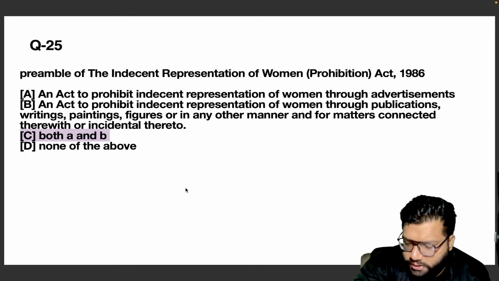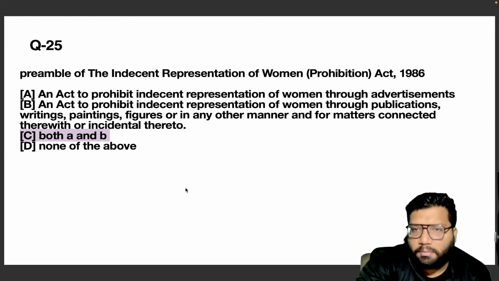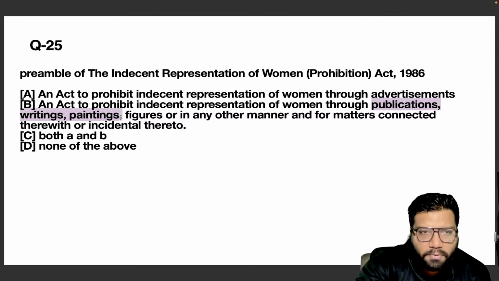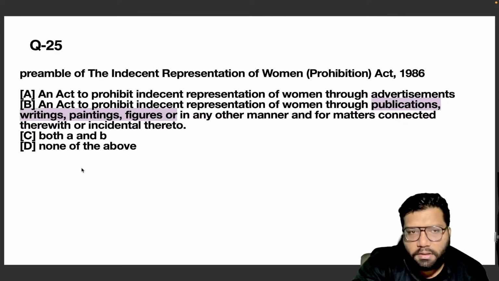Siddharth, please do correct yourself. The answer is going to be both A and B. Advertisements as well, and the publications, writings, paintings, figures as well. So both A and B.